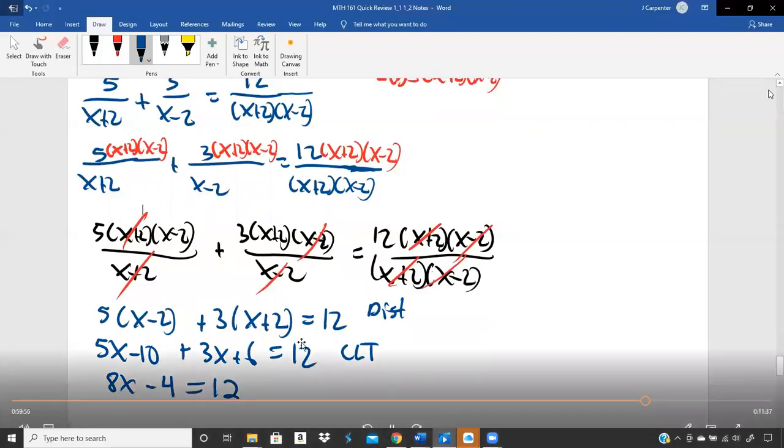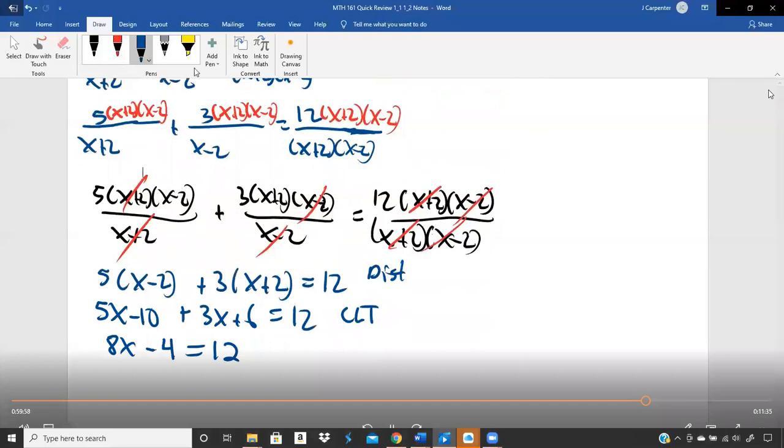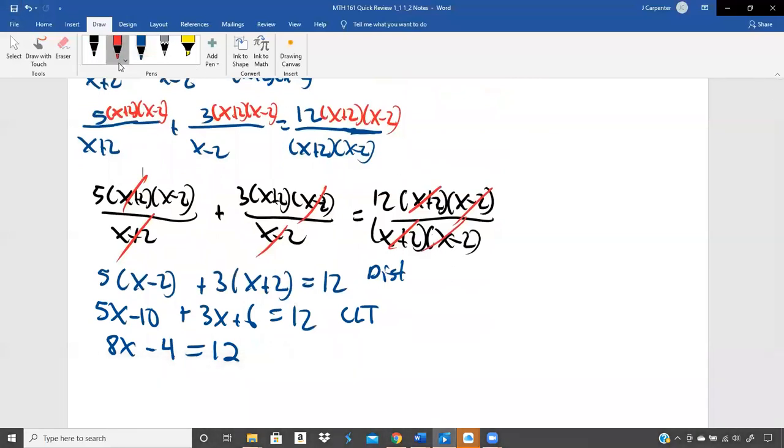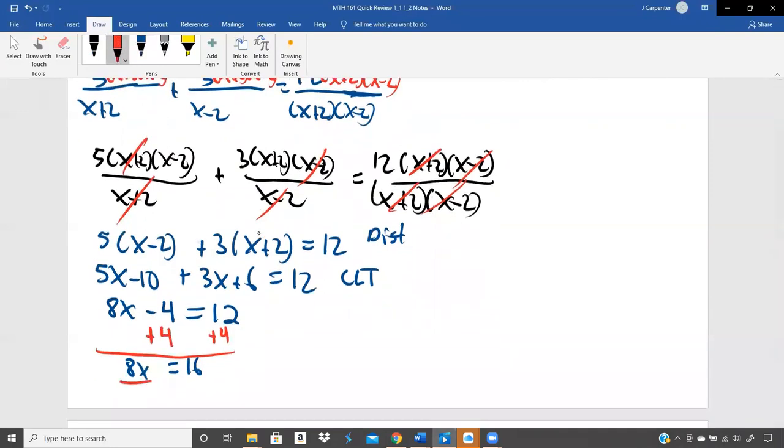And then because we don't have any more like terms or distributions or fractions, we're ready to start moving things. So it's going to be easiest to add the 4 to both sides, giving us 8x equals 16. Then we'll divide both sides by 8 to give us x is equal to 2.